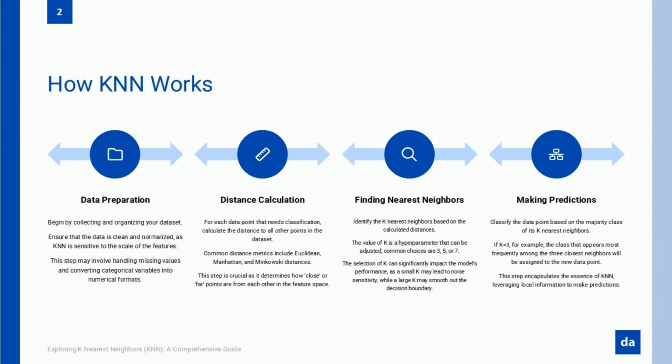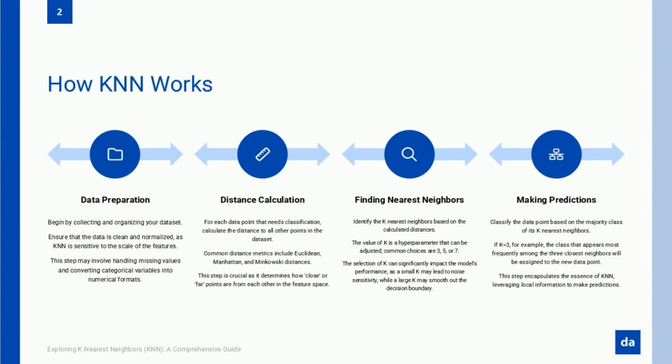Step 2, distance calculation. Now, this is where things start getting serious. KNN decides what's near based on distance. But not all distances are the same. Euclidean distance. Think of this as the straight line distance between 2 points, like a crow flying from one house to another. Manhattan distance. Picture this like navigating a city, zigzagging through streets instead of flying in a straight line.